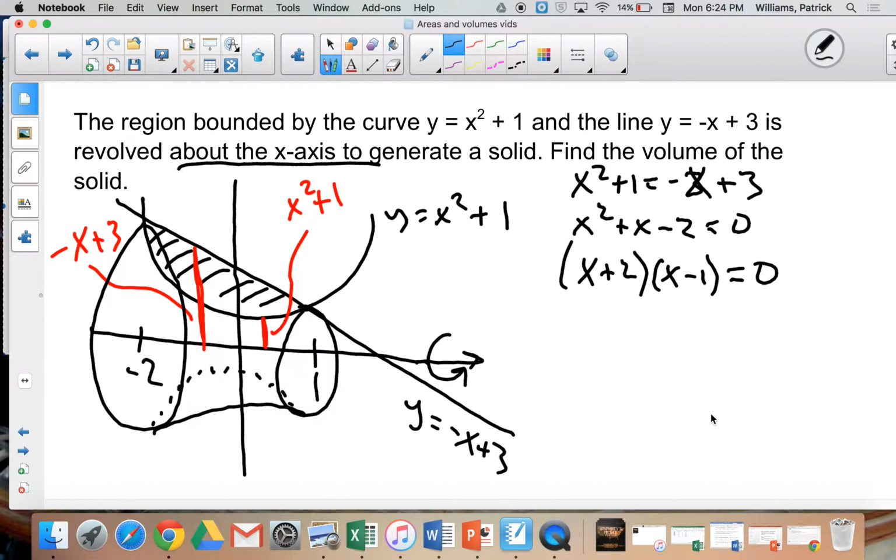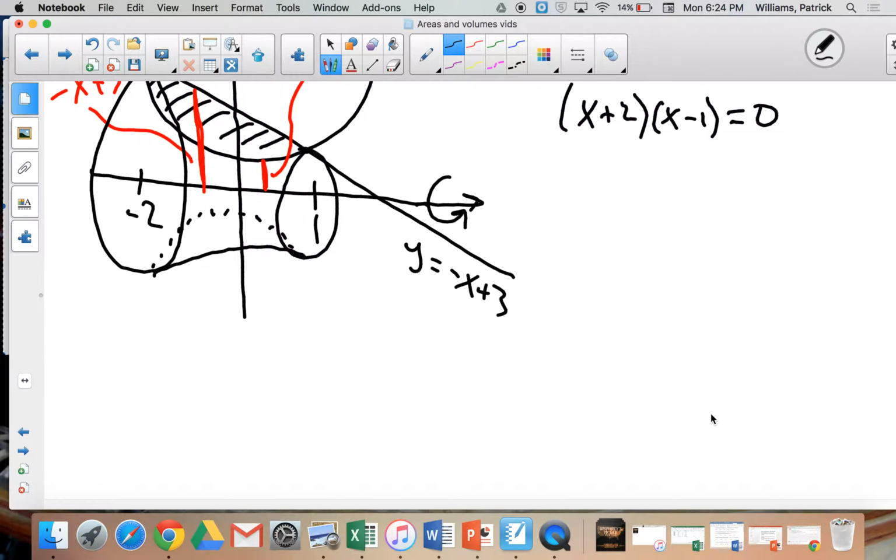So anyway, if we're going to go ahead and solve this integral, we're just going to plug everything into our washer method formula. So in this case, the volume is going to be the integral from negative 2 to 1.